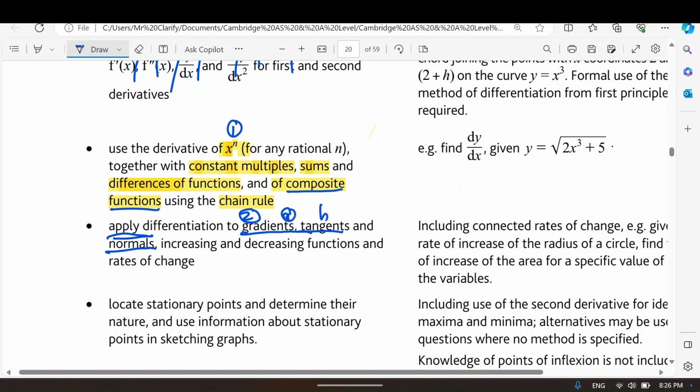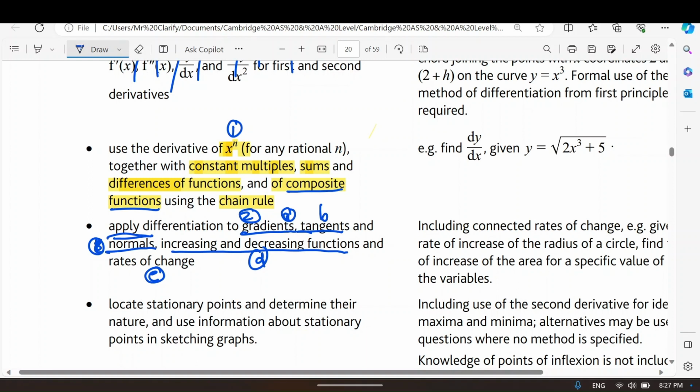Application 1, I'll call it A. 2 is tangents. Normals 3, or C rather. And then to check if you have an increasing or a decreasing function, which is concept number 4. And for rates of change, you see how it has connected rates of change where you use the chain rule again. So you'll be just using the rules that you would have learned to now apply differentiation to get what? Gradients.